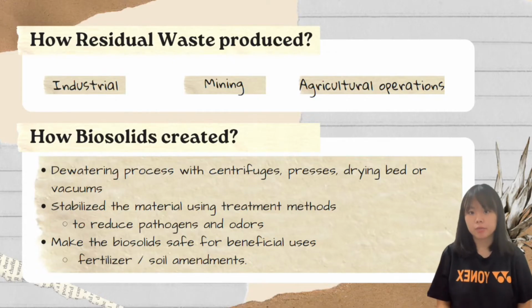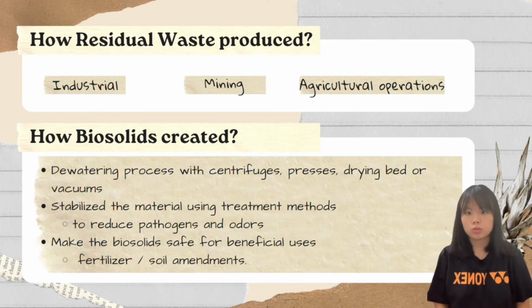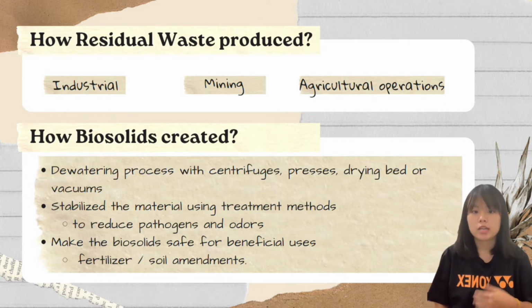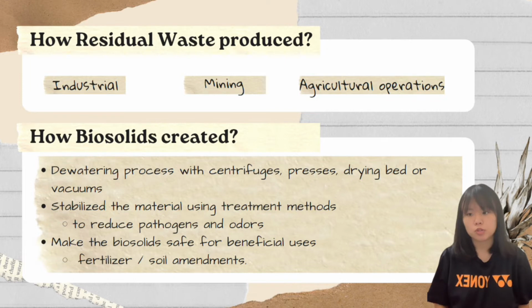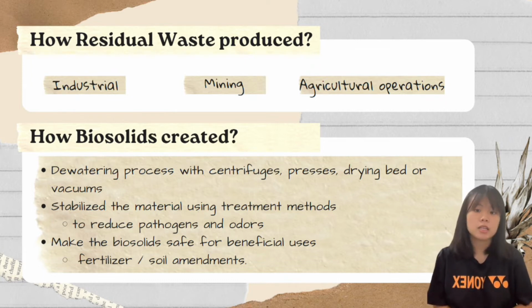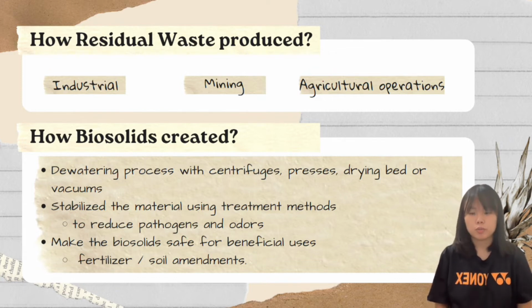Hi, my name is Tan Wenxin and my metric number is 211579. Today I will explain how residual waste is produced. Residual waste is a non-hazardous industrial waste and it includes waste materials in solid, liquid or gas form, and this is produced by industrial, mining and also agricultural operations.